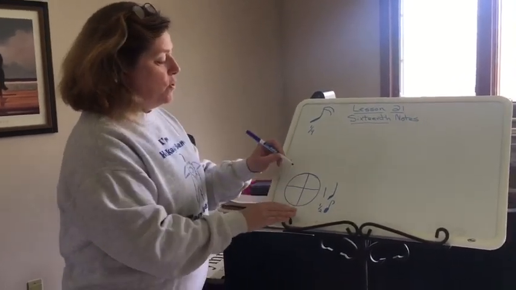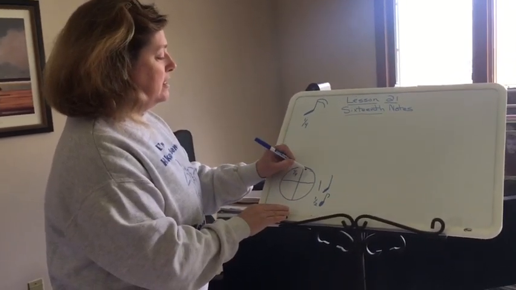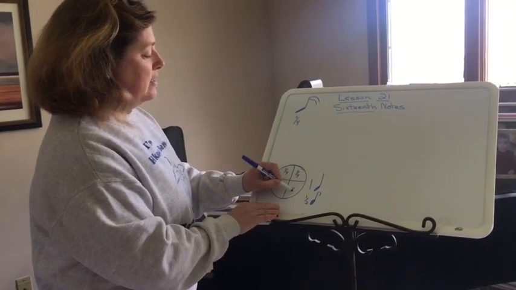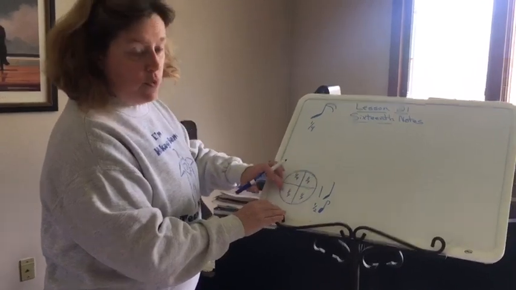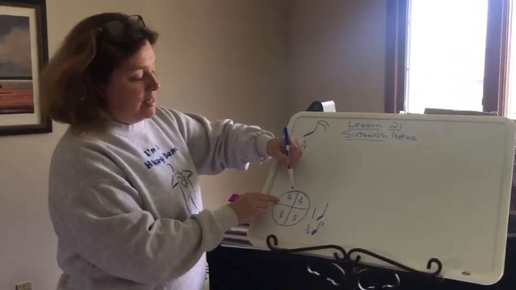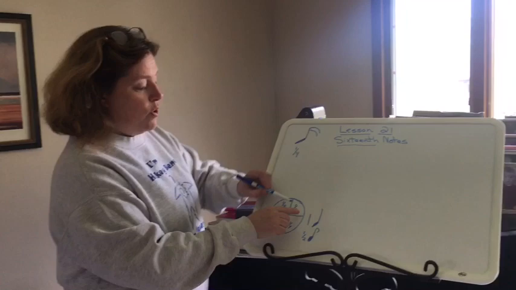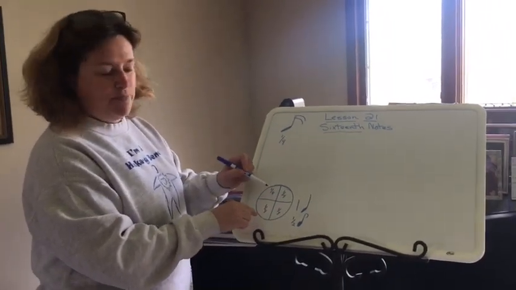Okay, and so we have each of these slices is a 4th. So 1 out of 4. This is one slice out of 4. One slice out of 4.